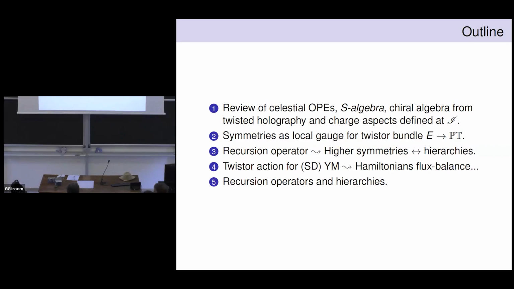charges at null infinity. And then I want to explain how these symmetries are the completely natural geometric thing that you expect on twistor space. On space-time, you write them down and they're big, complicated formulae, and you're not quite sure why you should expect them. But in twistor space, they're just straightforward gauge symmetries.